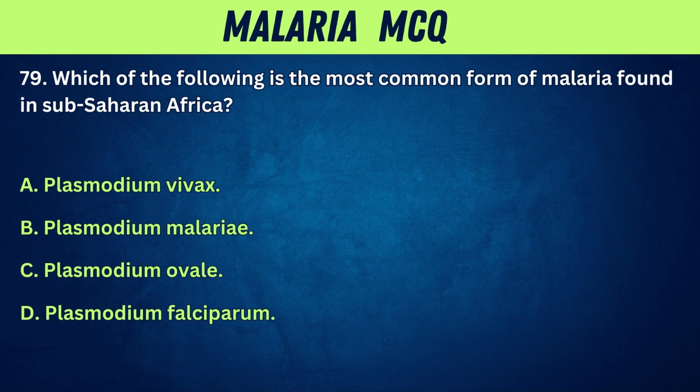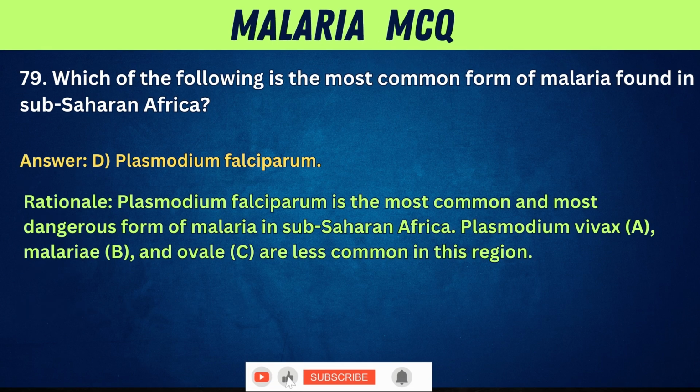79. Which of the following is the most common form of malaria found in sub-Saharan Africa? A. Plasmodium vivax. B. Plasmodium malariae. C. Plasmodium ovale. D. Plasmodium falciparum. Answer: D. Plasmodium falciparum. Rationale: Plasmodium falciparum is the most common and most dangerous form of malaria in sub-Saharan Africa. Plasmodium vivax, A, malariae, B, and ovale, C, are less common in this region.